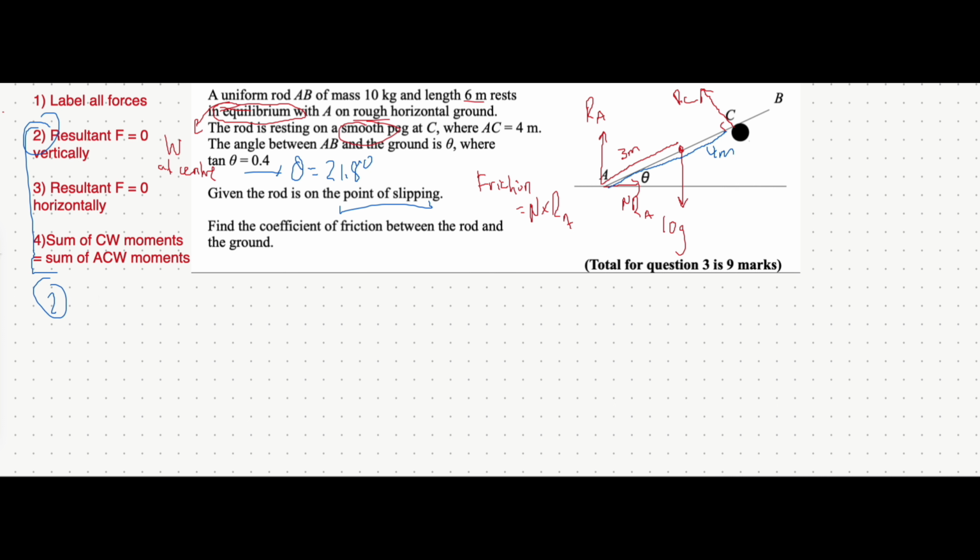So the resultant force is 0 vertically. That means that all the upward forces equal the downward forces. So what are the upward forces? There's the reaction force at A. What else are the upward forces?